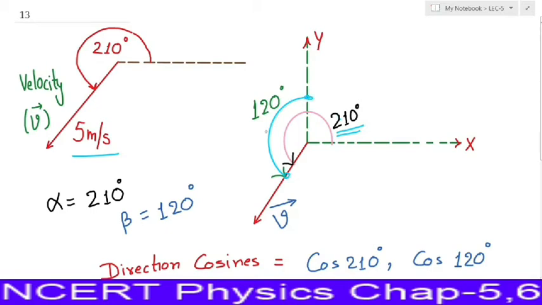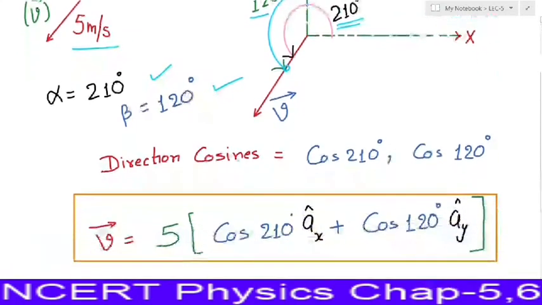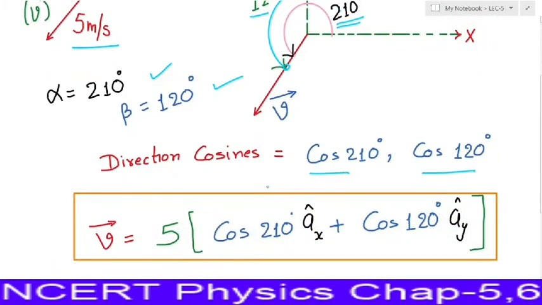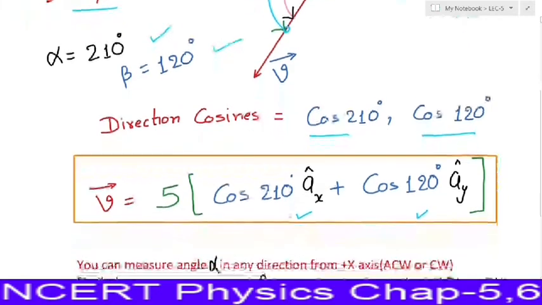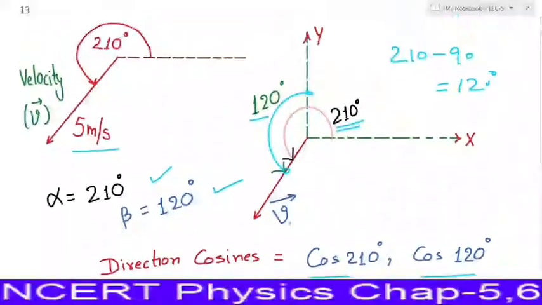To calculate this angle, I can subtract 90 degrees from 210 degrees and I will get 120 degrees. Therefore, for this vector, my alpha value is 210 degrees and beta value is 120 degrees. My direction cosines would be cos of 210 degrees, comma, cos of 120 degrees. And my overall vector would be 5 into cos of 210 degrees ax cap plus cos of 120 degrees ay cap. Now the question is how to get the value of cos 210 and cos 120.